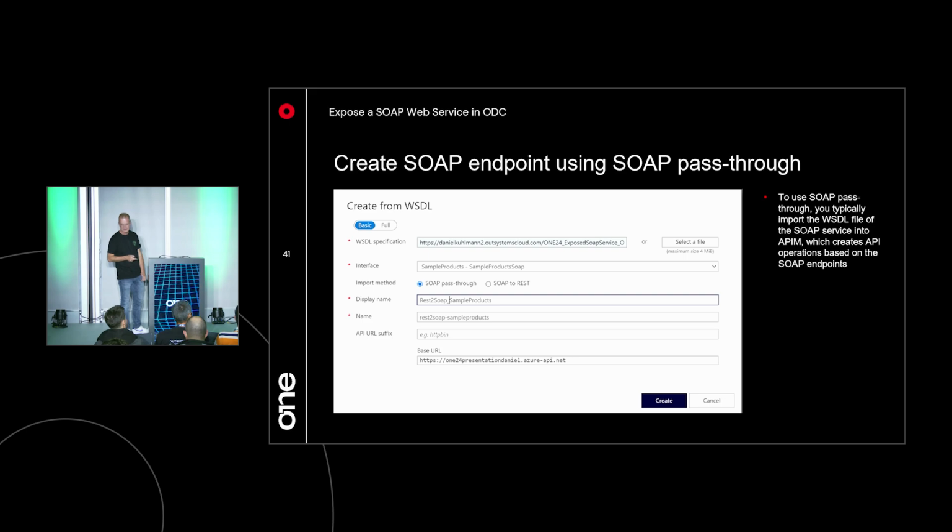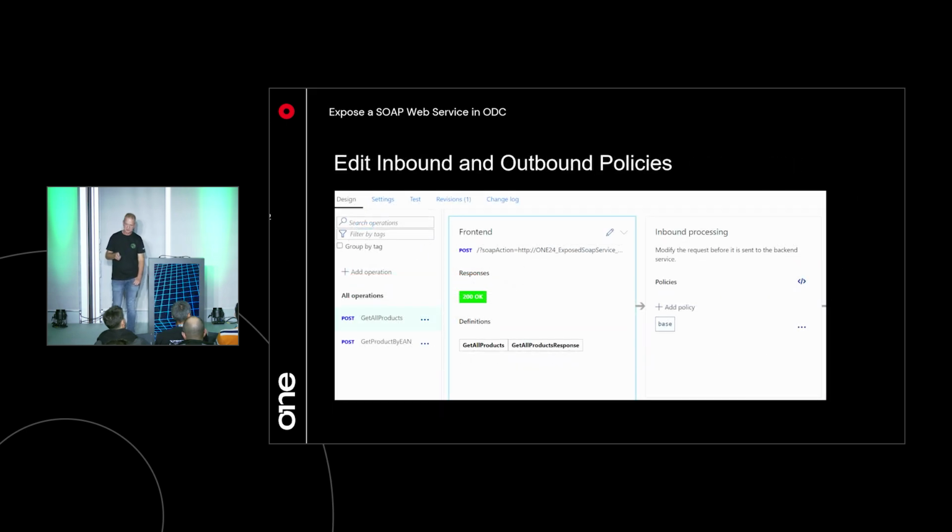Then we go back to create a new API in API management. We basically follow the same steps as in the previous example. So you select the WSDL file, you select the interface, but now it's important to not choose SOAP to REST, but SOAP pass-through. We don't want to have this translation there. Once you've done that, again, you see an API with two methods, and we need to make some changes here.